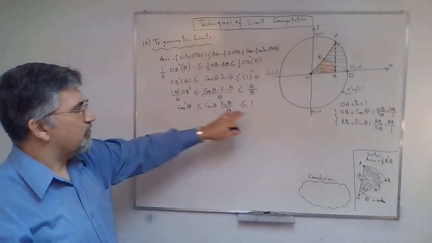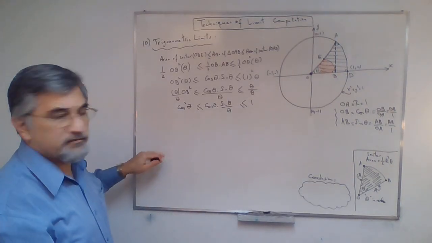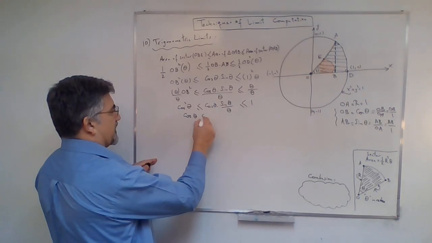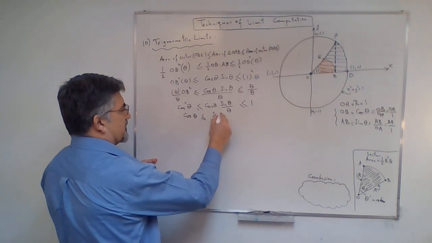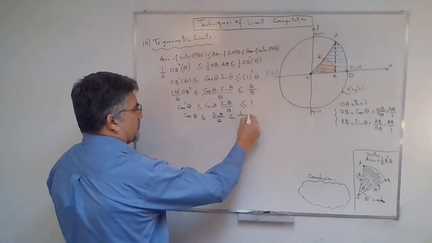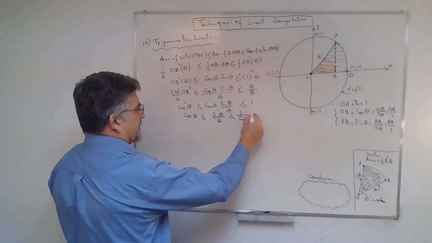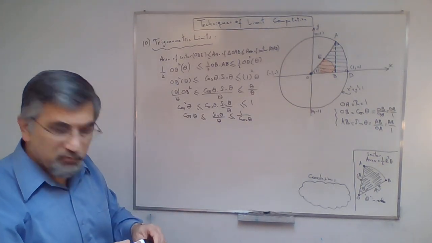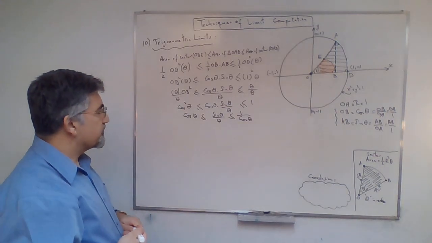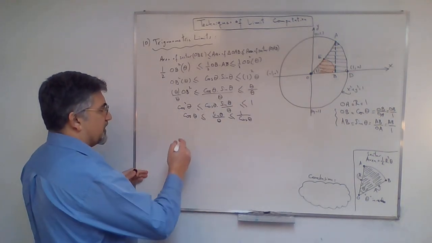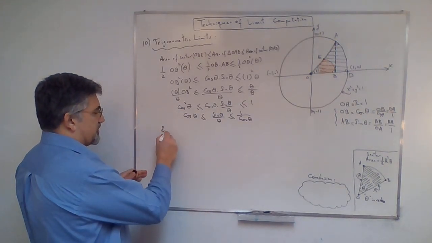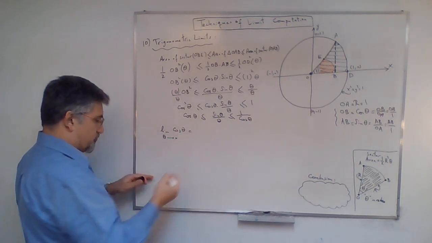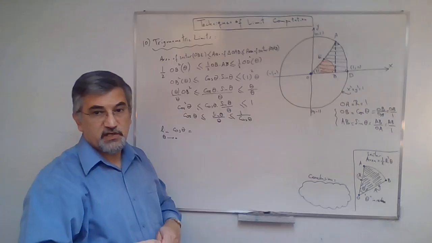Now we divide all 3 sides by cosine of theta. So we end up with cos theta on the left, sine theta over theta in the middle, and 1 over cosine of theta on the right. So after dividing all 3 sides by cos theta, this is what we end up with. And now we ask ourselves: what is the limit of cos theta when theta approaches 0?